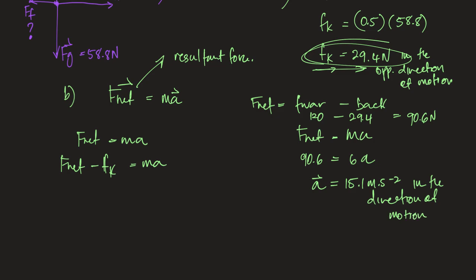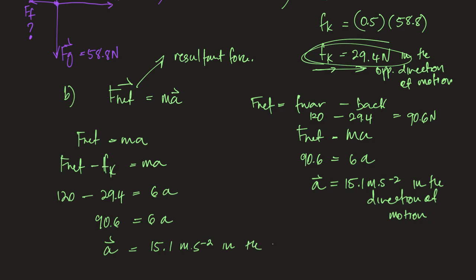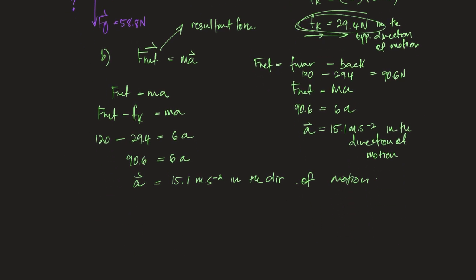Or here I could have just said F net, which is 120 minus 29.4, is equal to 6 times a. I would have still got 90.6, which is equal to 6a, and I would have still gotten an acceleration of 15.1 meters per second squared in the direction of motion. So it is up to you how you're going to sort that F net out. Just make sure that you sort out the F net before you substitute it into this formula.